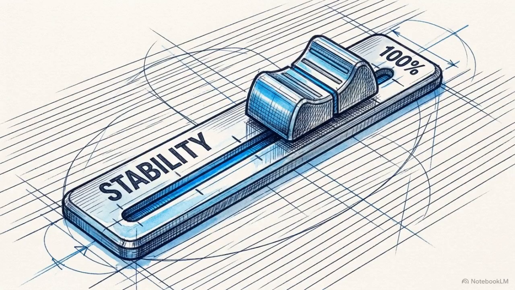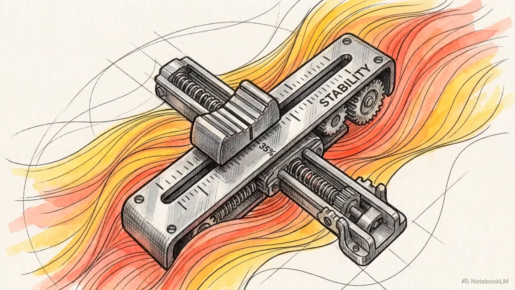Test this for yourself right now. Generate a paragraph with 100% stability, then again at 35%, and listen for the difference between a machine and a storyteller.